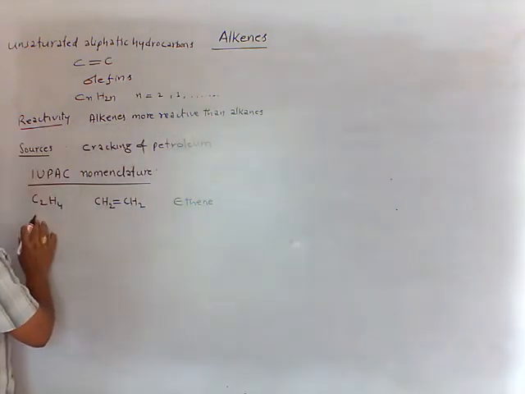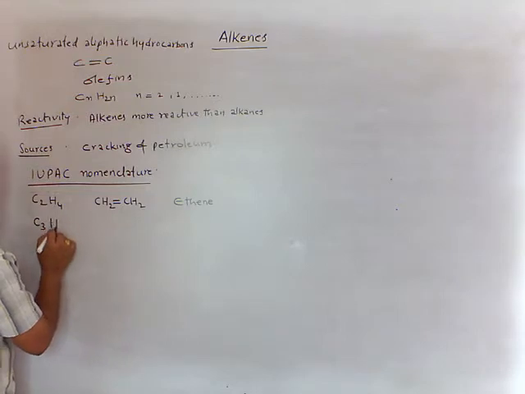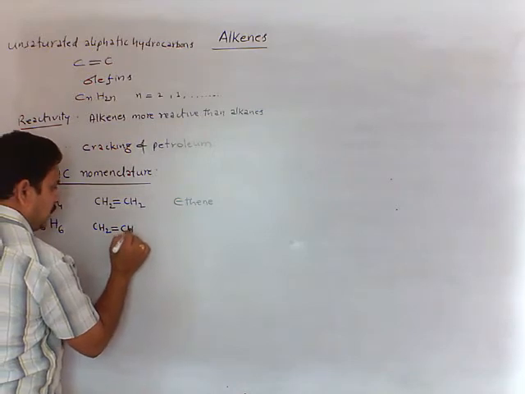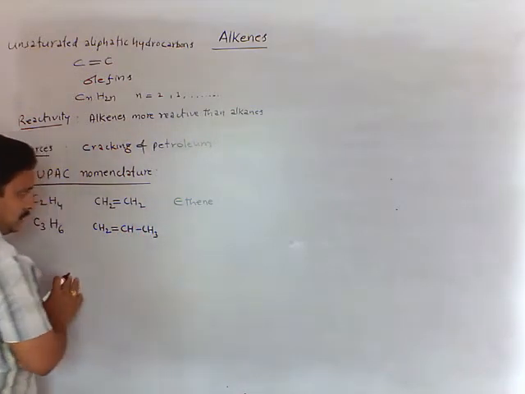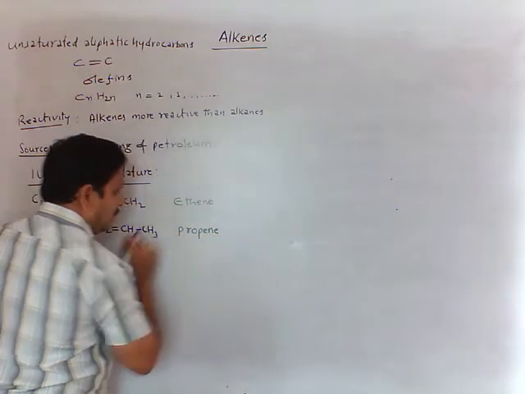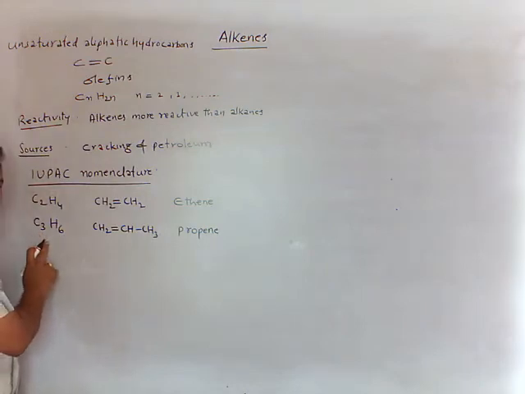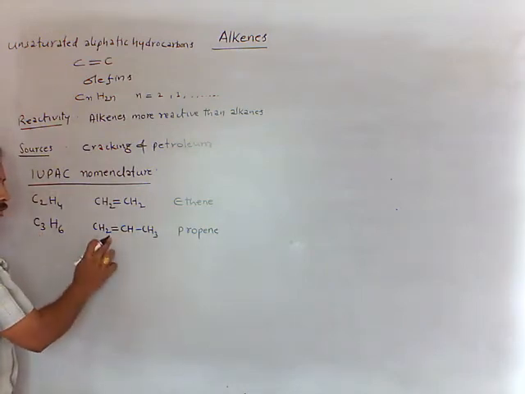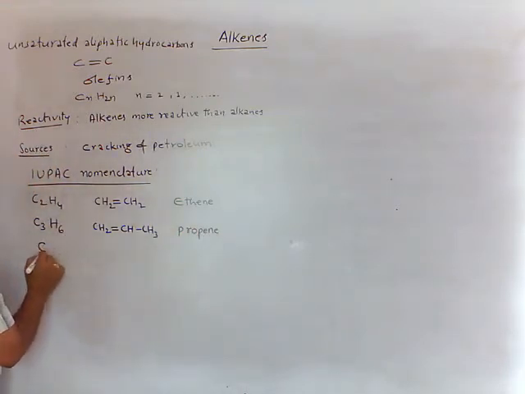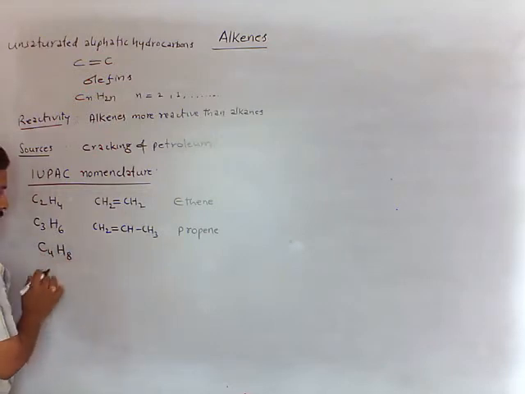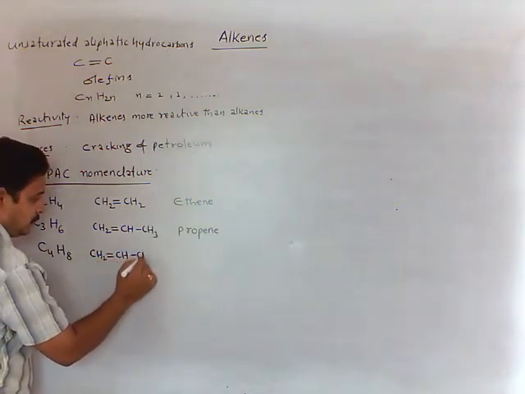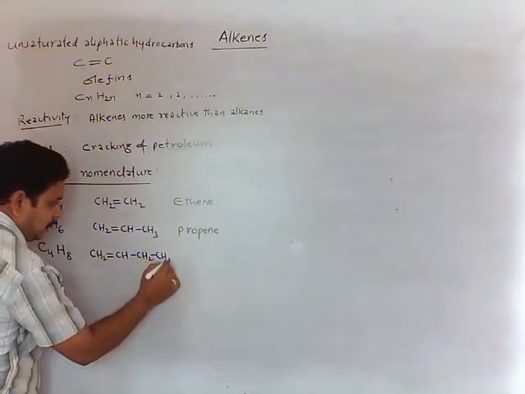Now I am taking N value 3. C3H6. This structure is CH2 double bond CH, CH3. This we are called as propene. Why? Because root word containing 3 carbons. That's why it is prop. Double bond we have ene. Ene is coming means it should contain double bond. C4H8. This we can write as CH2 double bond CH, CH2, CH3.